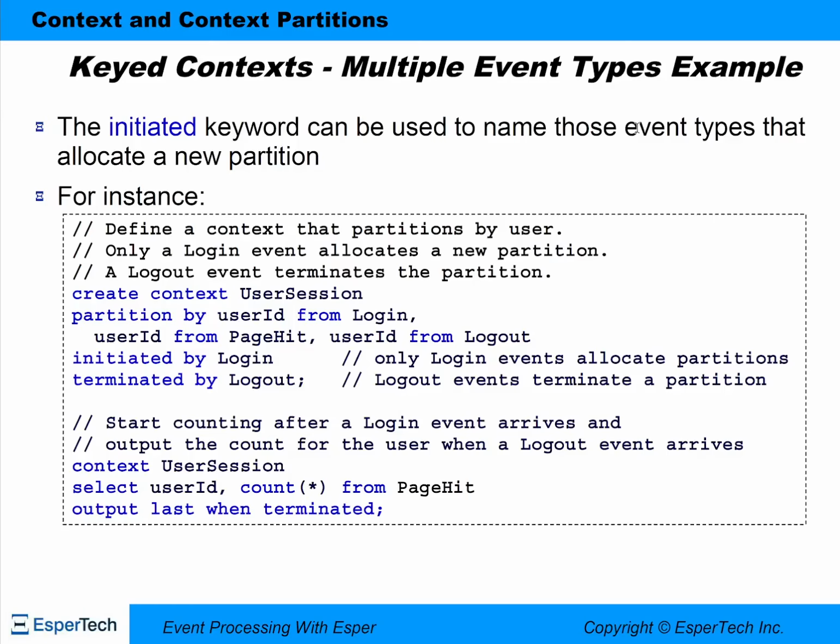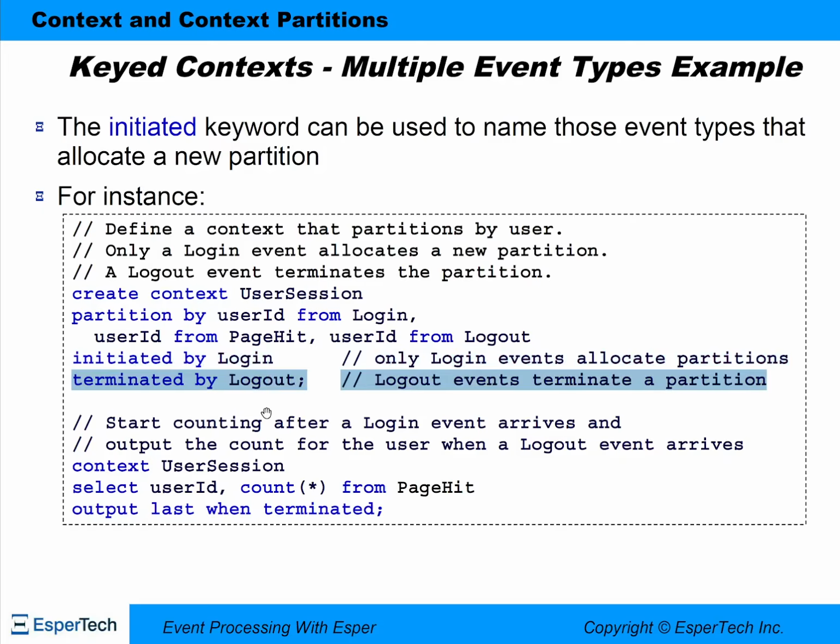The initiated keyword can be used to name those event types that allocate a new partition. For instance, the first statement defines a context that partitions by user. Only a login event allocates a new partition. A logout event terminates the partition. Create context user session. Partition by user ID from login, comma, user ID from page hit, comma, user ID from logout. Initiated by login. Terminated by logout.